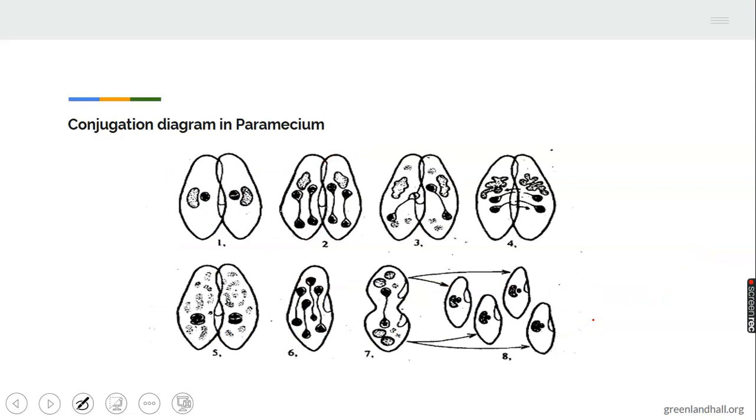This is the diagram illustrating conjugation in Paramecium. As we can see, this is the first stage where the 2 conjugates lie side by side. This is the second stage, the third, the fourth, fifth, sixth, and seventh that divides to 4 different organisms. And these 4 organisms will grow into adults.